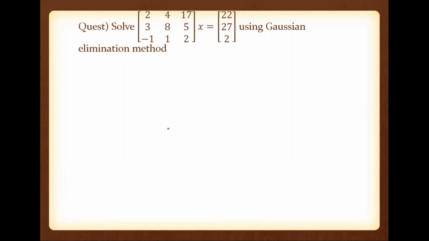So first what we have to do, we have to form the augmented matrix. So we have to club these two, this matrix and this vector. This one is the system matrix and this one is the output vector. So we have to club these two. So this one is the augmented matrix: 2, 4, 17, 22; 3, 8, 5, 27; minus 1, 1, 2, 2. So this one is the augmented matrix.